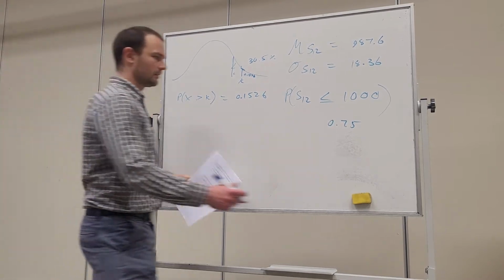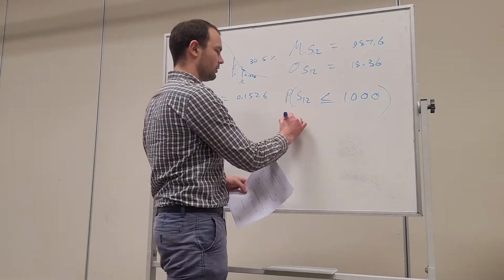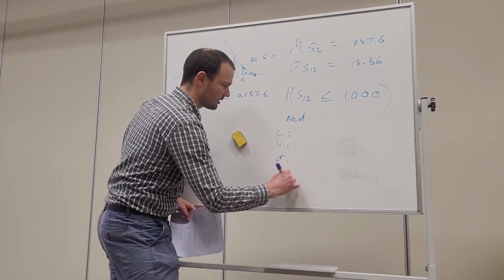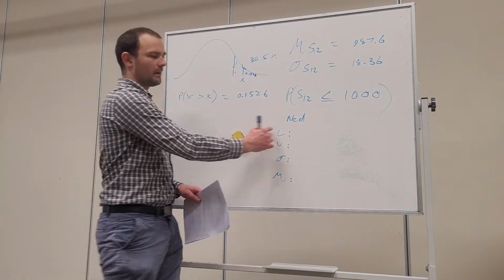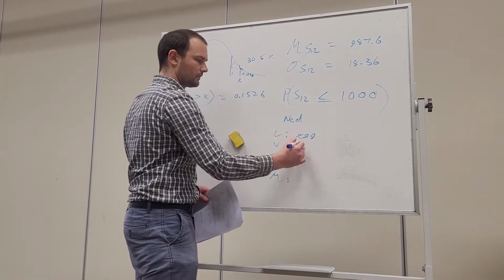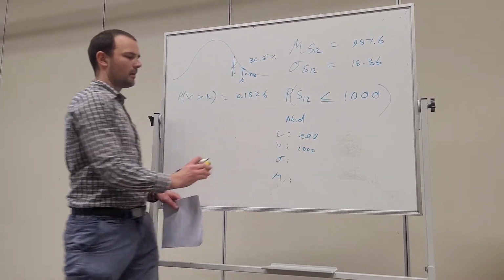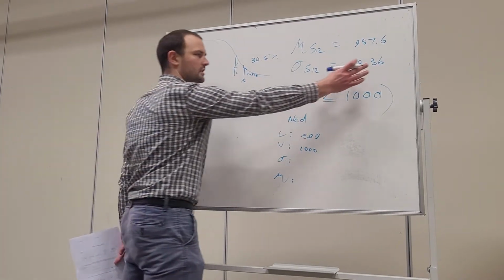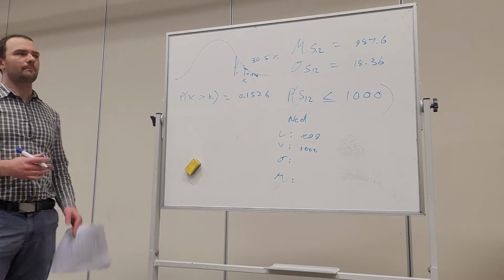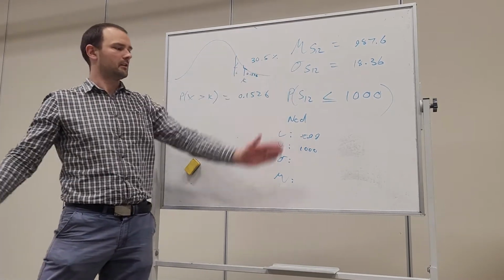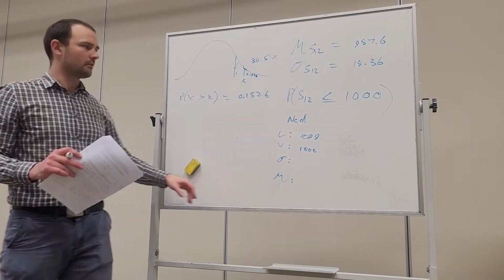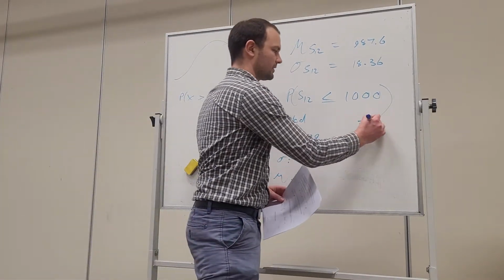Yeah, absolutely. So for this one, I'm going into normal distribution. I've got a lower boundary, an upper boundary, a standard deviation, and a mean. My lower boundary is minus infinity. My upper boundary is 1,000. So I'm talking about between minus infinity and 1,000. And I'm using this standard deviation because our variable is S12. And I'm using that mean as well because our variable is S12. So you put that information in, and that's how I'm generating the answer 0.75.